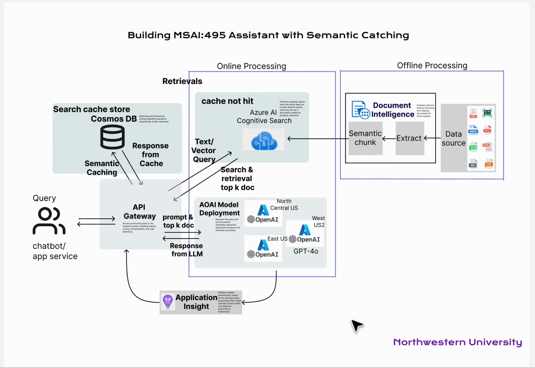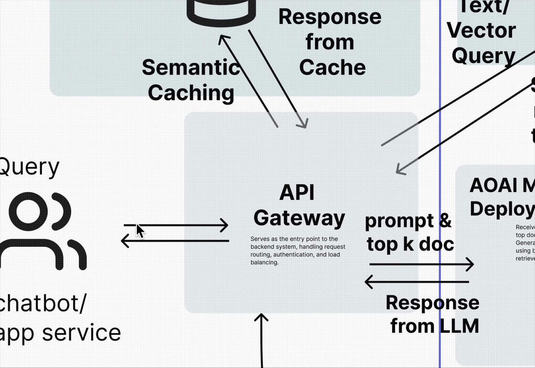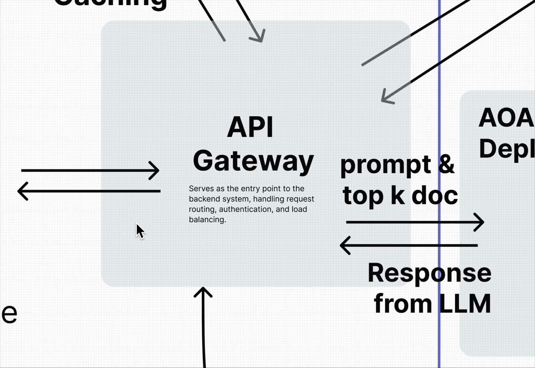For the first part, let's start by looking at the entire flow from user input to response generation. A user interacts with our assistant through a chatbot or app service by submitting a query. The query is sent to the API gateway, which is here. The API gateway serves as the entry point for all our backend services. The gateway handles routing and security checks.